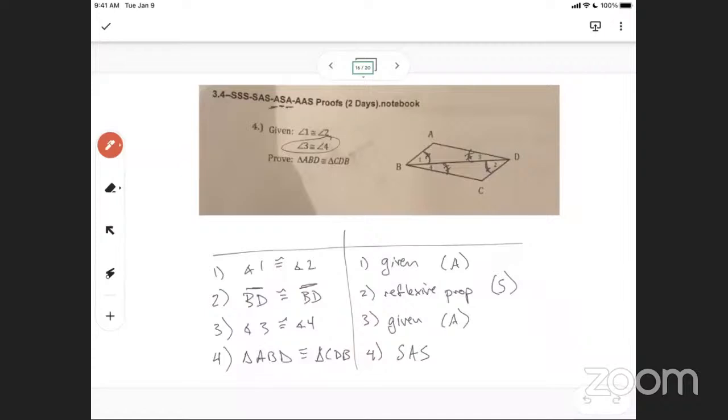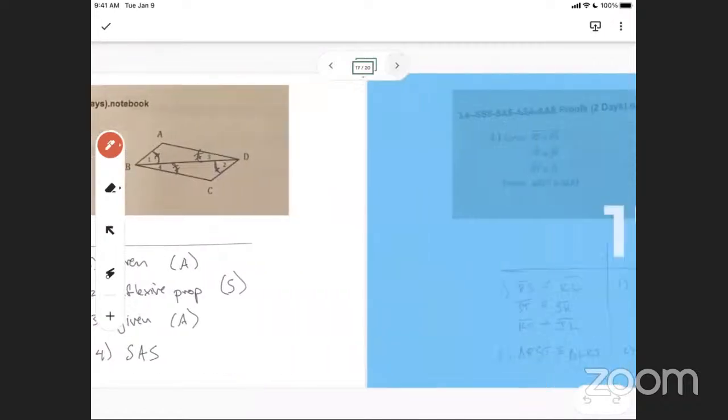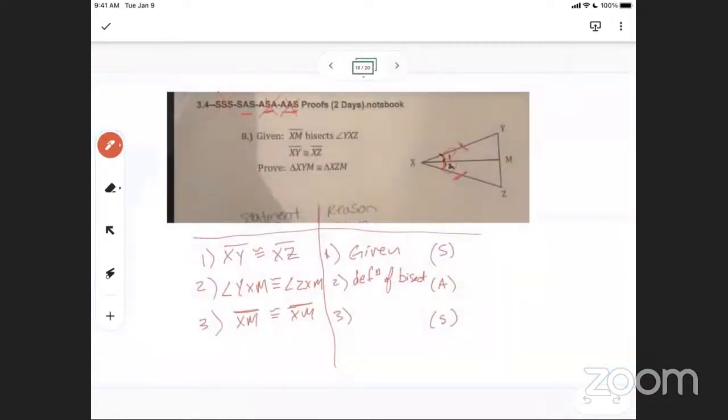The reflexive property. Yeah, reflexive property. So I'm just going to write reflexive. You can talk to your teacher about whether you have to write the word property or not. Sometimes it's okay just to abbreviate. But that's the reflexive property. Okay.